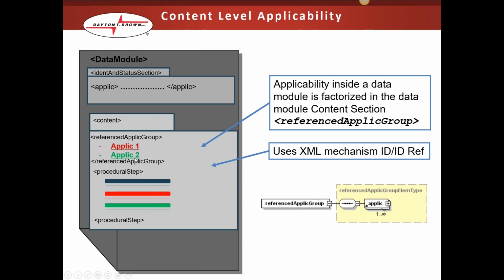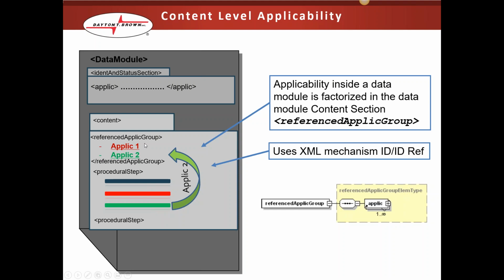So we can put applic 1 and applic 2 in here, and we can say, oh, I have steps and paragraphs that need to have this applicability applied to them. So I can use ID ref, and I can say, oh, for this sentence, I want to use applic 1. And then when we publish or the IETP runs, it knows that for that step, this applicability applies. And then the same for this green step here. Oh, I want to use applic 2. We use ID ref of this thing to pull it in and have it apply right here. So that's how that works.